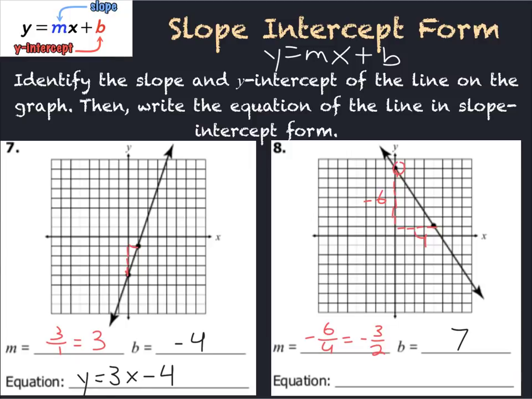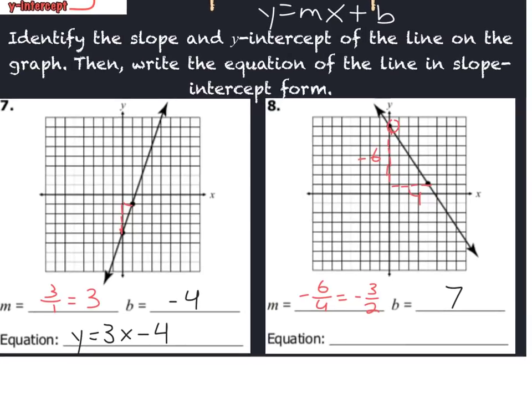So what would your equation be in slope-intercept form? It would just be y equals m, which is our slope, -3/2, x plus b being our y-intercept, and we just found our y-intercept to be 7.